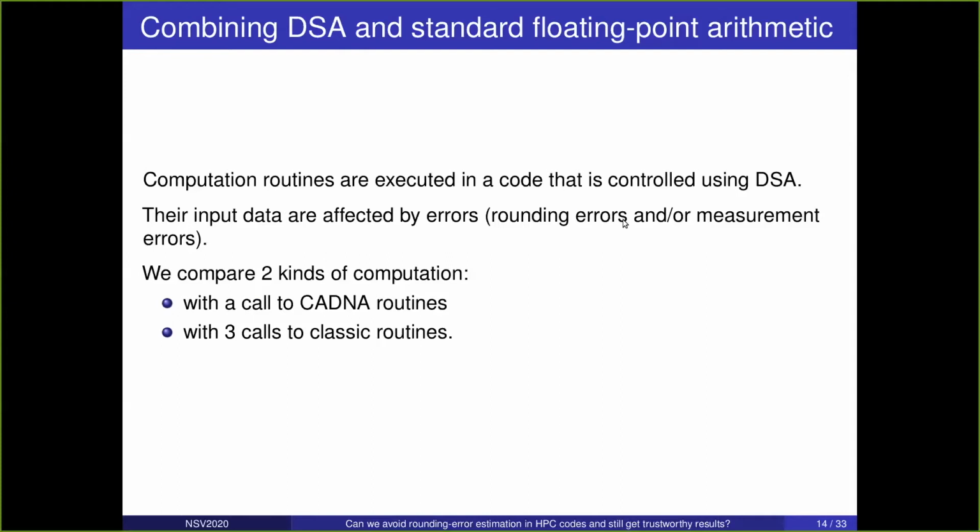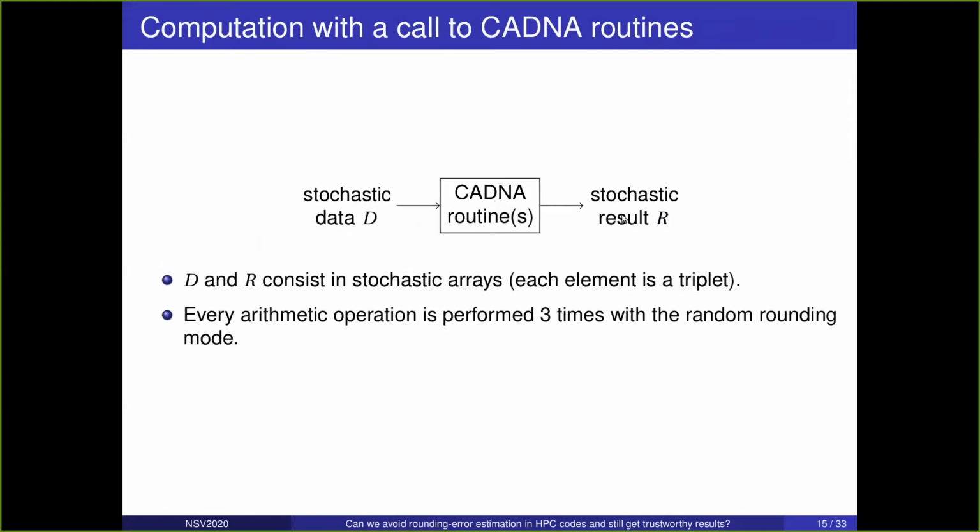So first with Cadna routines, we have stochastic data, D. We use the routine and we get a stochastic result, R. D and R consist in stochastic arrays. Each element in D and R is a triplet. And of course, because we use Cadna, every arithmetic operation is performed 3 times with the random rounding mode.